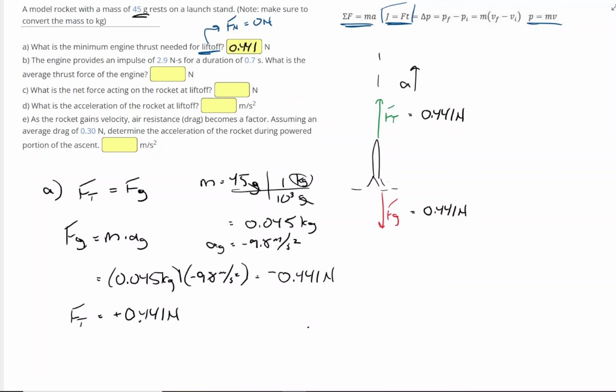So this is how we find the minimum thrust for the engine. As long as we have about a half a newton, this thing's going to take off. But we want to do a lot more than that. We want this thing to fly high in the air, and that's what the engine provides.